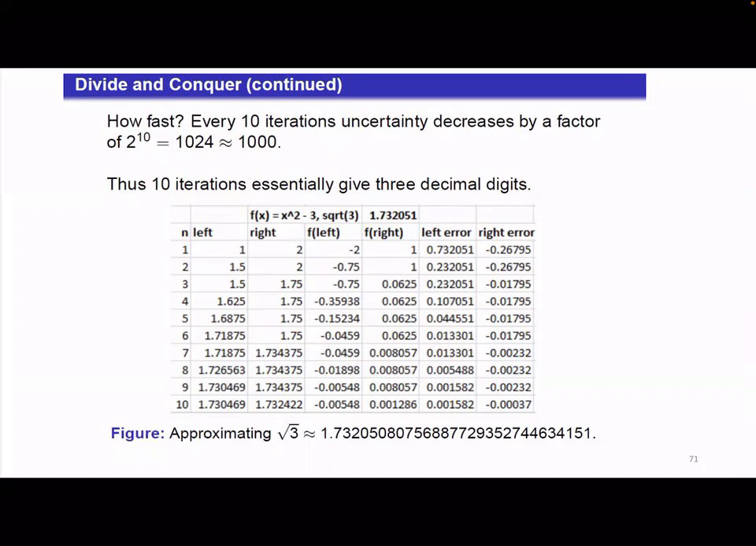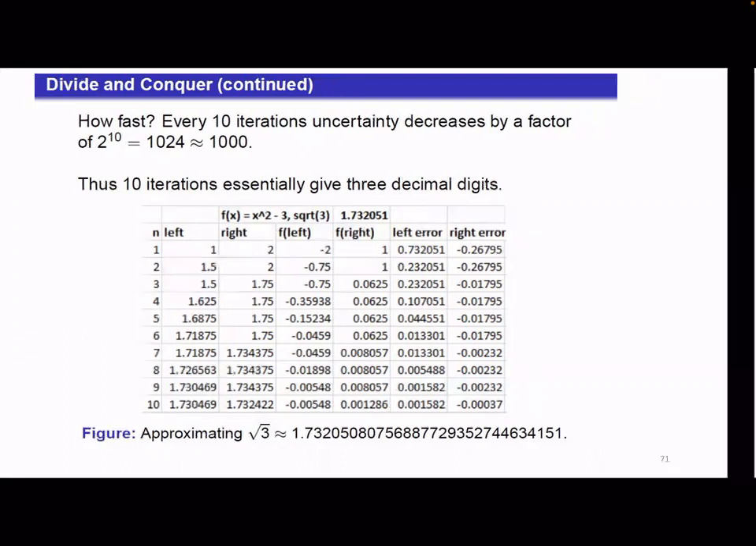So the problem with divide and conquer is it's expensive. Every 10 iterations, we reduce by a factor of 1/2 to the 10. Well, what's 2 to the 10? 2 to the 10 is 1024, which is approximately 1,000. So essentially, every 10 times you do this, you gain 3 decimals of accuracy. If we wanted another 3 decimal digits, we would have to do this another 10 times. So this method works, but it's slow.